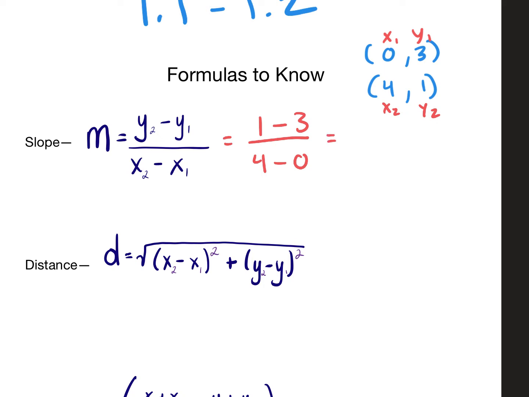So 1 minus 3 is negative 2, and 4 minus 0. Can I simplify negative 2 over 4? What does it simplify? Awesome. Negative 1/2. So my slope here is negative 1/2.